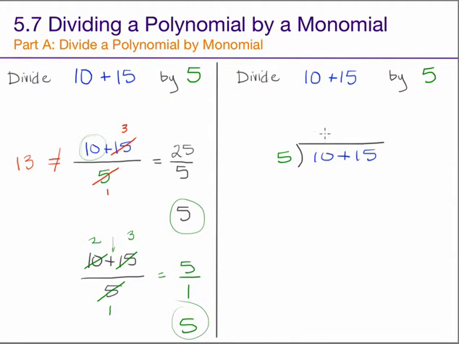5 goes into 10 twice. Just ignore the rest of this problem for right now. 5 goes into 10 twice, and 2 times 5 is 10. Subtract, and then bring down plus 15. 0 plus 15 is 15, so I don't really need the 0 plus part. Now that I've brought down my next number, I can start over. 5 goes into 15 3 times.